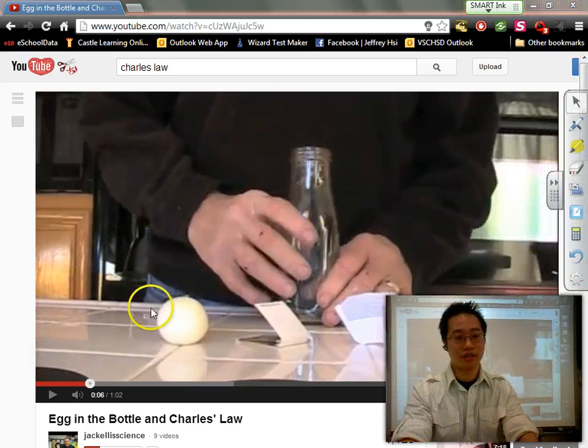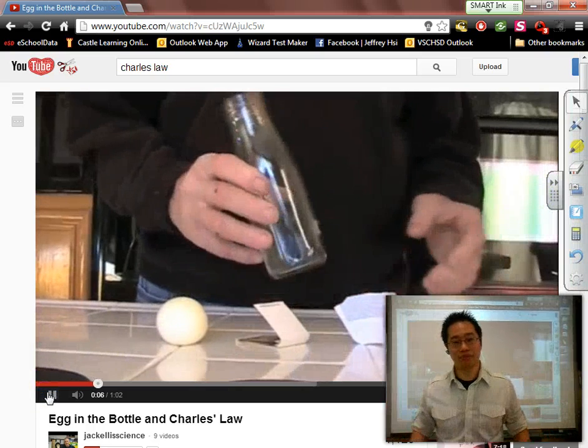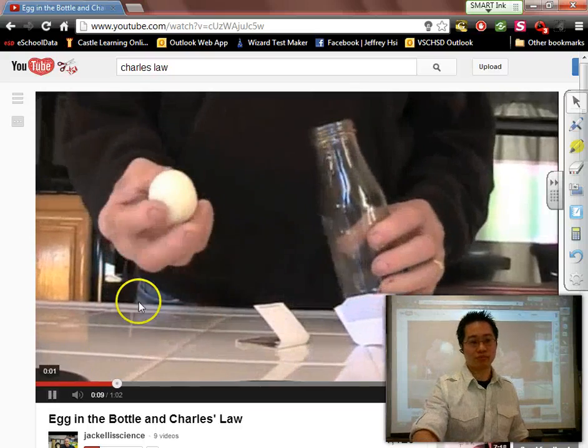Move this to the side. Let's take a look. As it cools, it gets smaller, contracts upon itself.